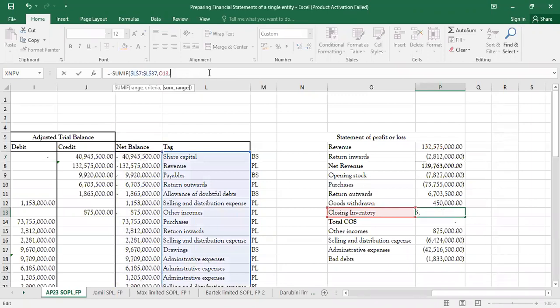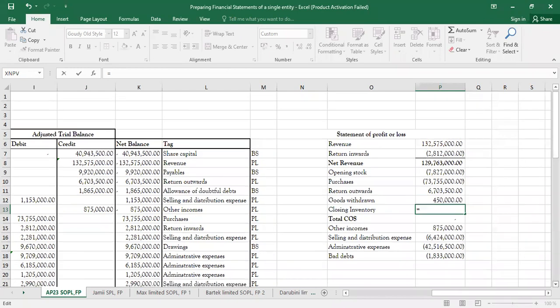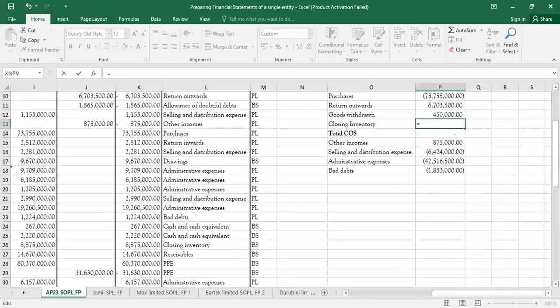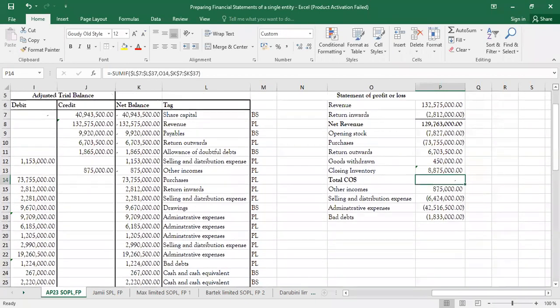Our closing inventory needs to be in positive because it will be reducing our purchases. It is less, and our purchases is in negative format. So our closing inventory will be in positive. I think you're getting it. So I'll just take it directly. Goes here. So that one will be in positive. So that one is the adjustment I wanted you to note.